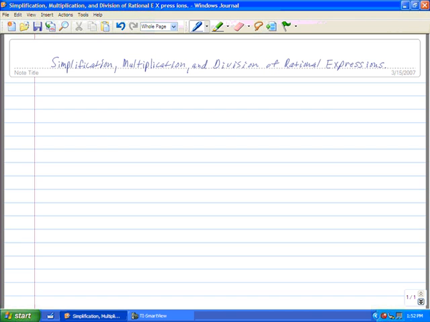Next thing we want to look at is the simplification, multiplication, and division of rational expressions. Now, first of all, what is a rational expression? Well, rational, if you remember the use of that word previously, basically just means can be written in a fractional form. So a rational expression is going to be a fraction that contains not just numerical values, but polynomials. So 3x plus 5 over x minus 2 is a rational expression. 5x squared plus 7x minus 9 over 3x plus 7 is a rational expression.